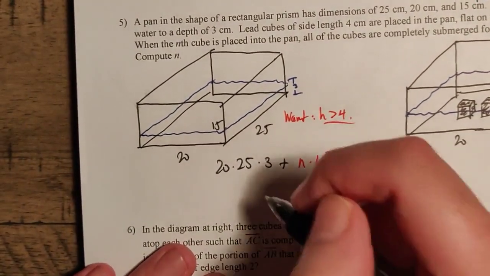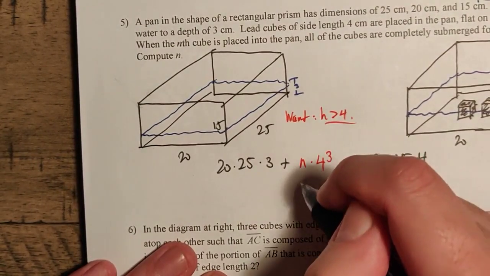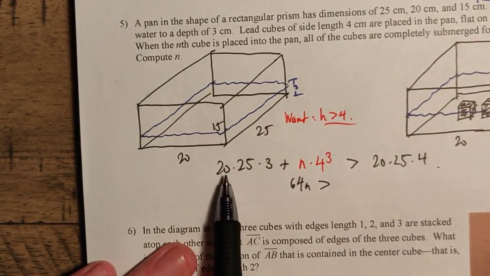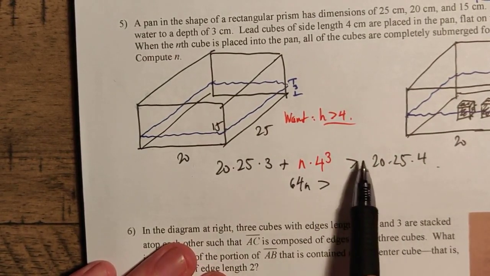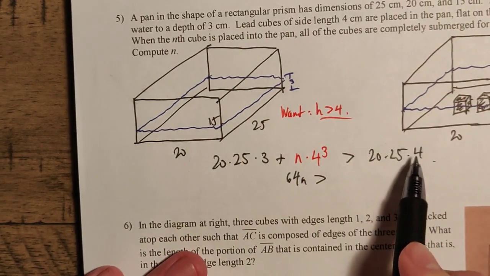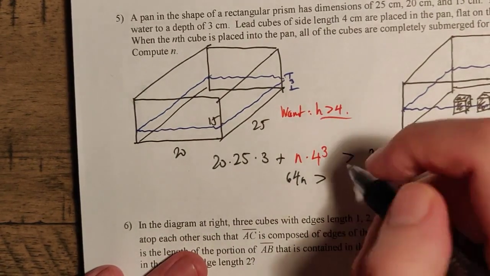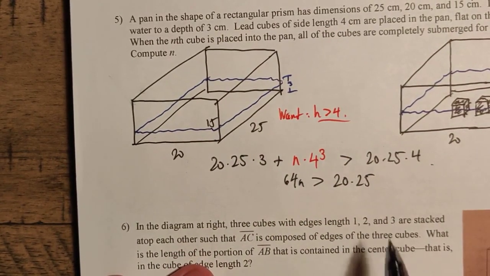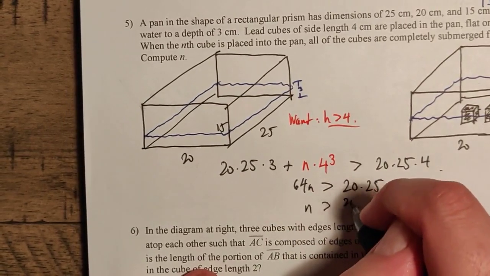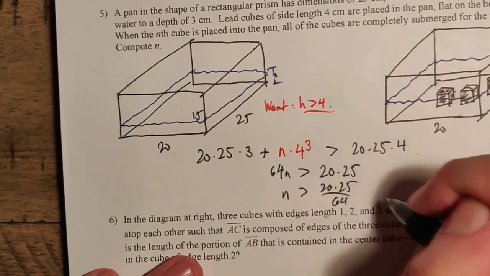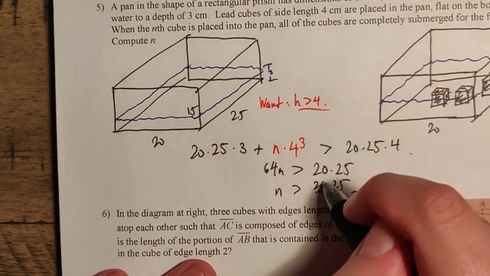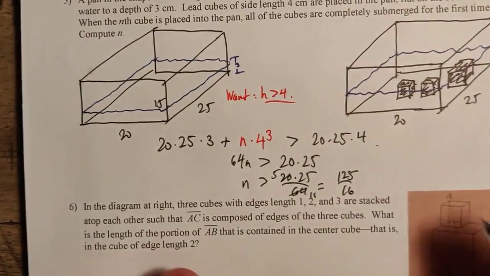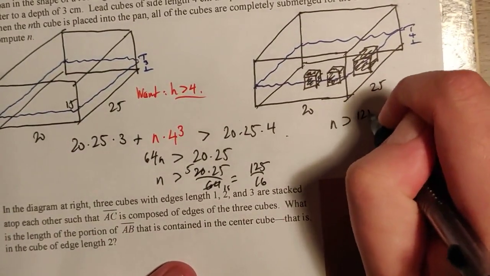We can put this together. So I can write this as 64n is greater than, well, I have 20 times 25 times 4 over here and 20 times 25 times 3. If I subtract that from both sides, the 20 times 25 is going to remain. We have 4 copies of that and now we have 3 copies here. So we subtract that and we're left with 20 times 25. So therefore, 64n is greater than 20 times 25. So n is greater than 20 times 25 over 64. And we just have to figure out what that looks like. Luckily, there's a 4 and 20, leaving me a 5, and the 4 down here, leaving me a 16. So this is 125 over 16. So that means n is greater than 125 over 16.